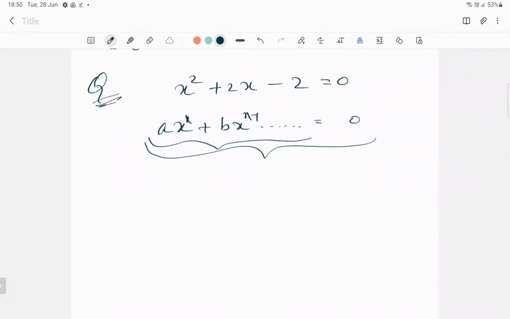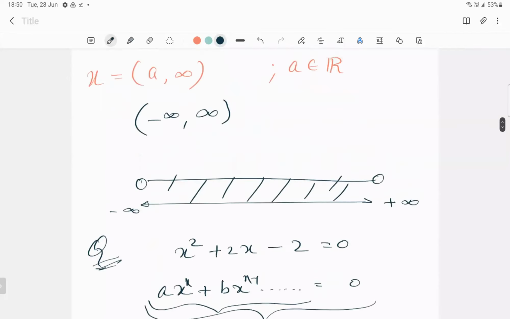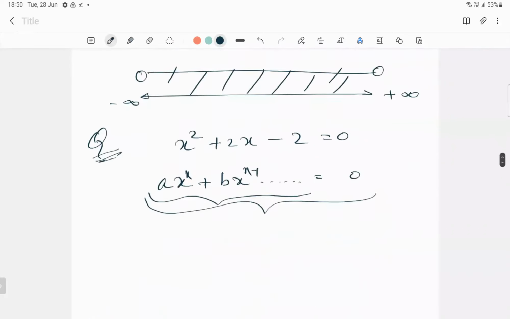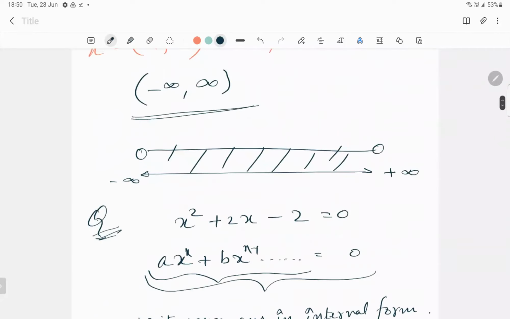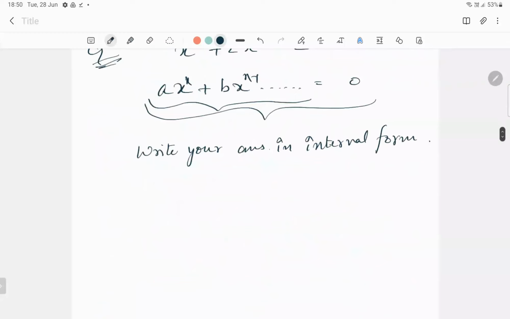Write in this form, the interval form. Not set builder form, interval. This is interval, no? Then after we can write in set builder form. Solve this quadratic equation.